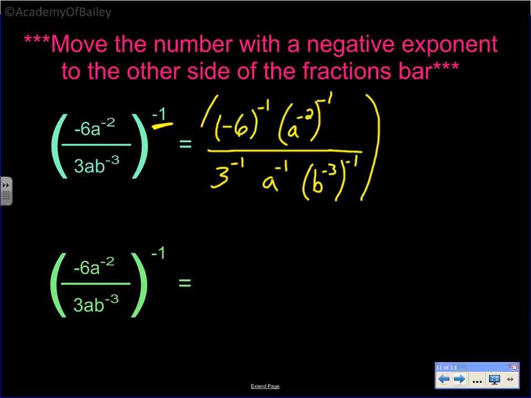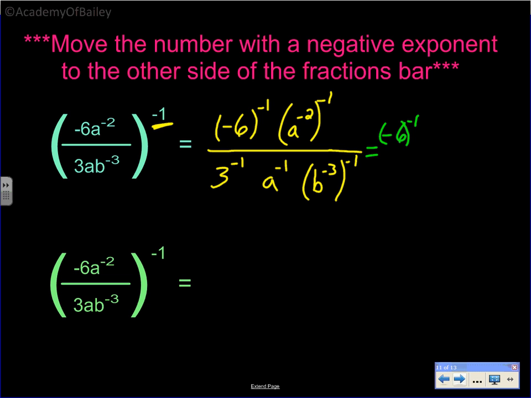And you notice how everything, I don't know why I just put those parentheses there. They don't need to go there. You see the -1 is with everything. So -6 to the -1st becomes -6 to the -1st. And it does need to have parentheses around it because it's a -6.